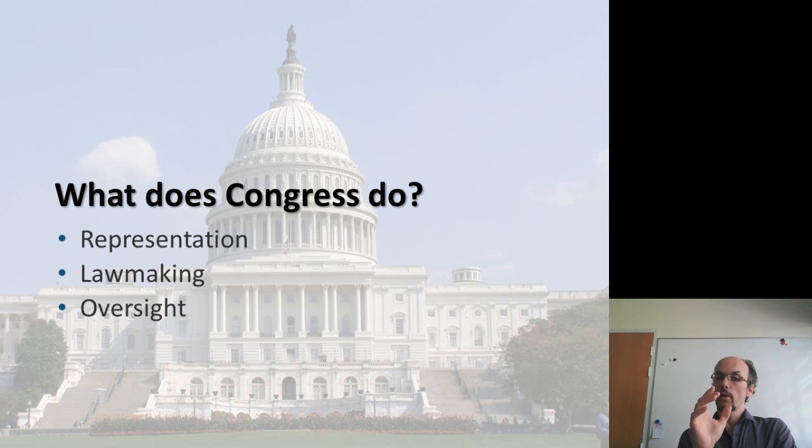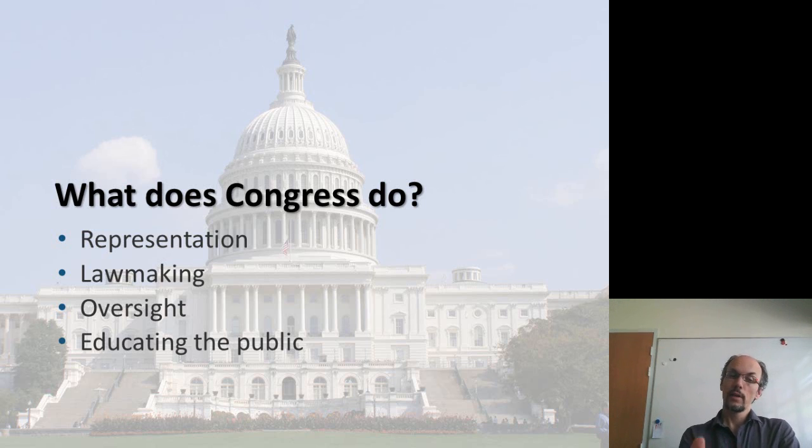Oversight. Congress is in charge of checking what the other two branches are doing. It is overseeing, controlling the actions, especially of the executive branch. And finally, it's a lesser known mission, but the US Congress is in charge of educating the public.